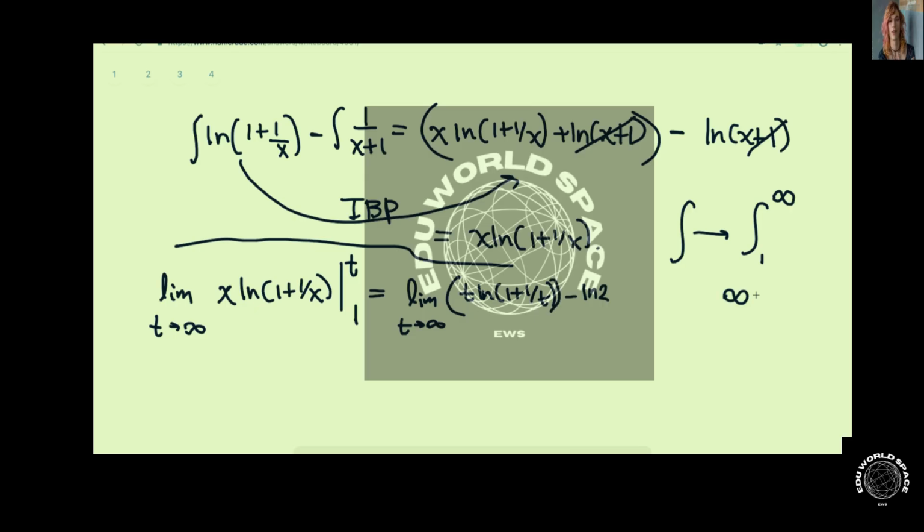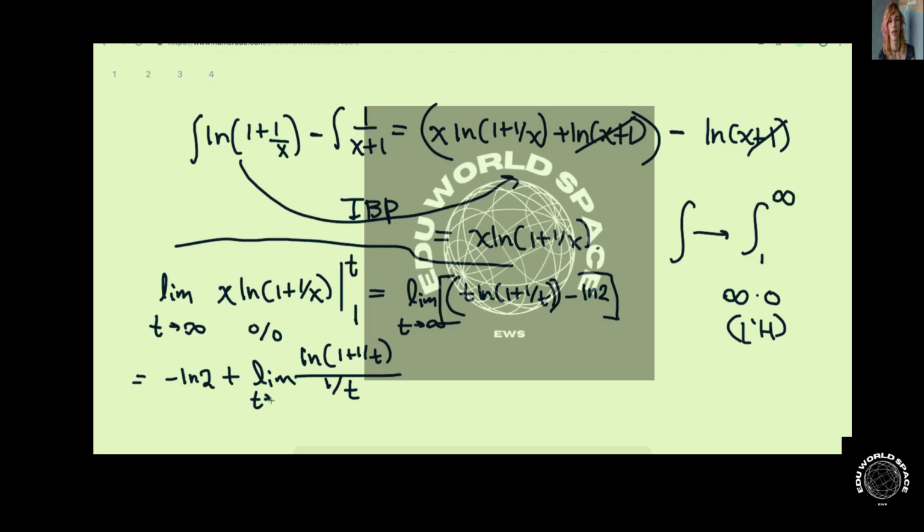This is the form infinity times ln of 1, which is 0. So this is indeterminate, so we should prepare ourselves to use L'Hopital's rule. So what I'll do here is write the negative ln 2 out there, and then I'll write this limit as ln of 1 plus 1 over t, over 1 over t. Now, this is of the form 0 over 0 as t goes to infinity, so use L'Hopital's rule here.